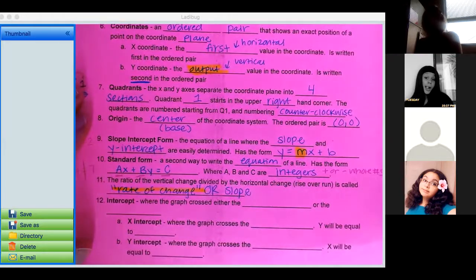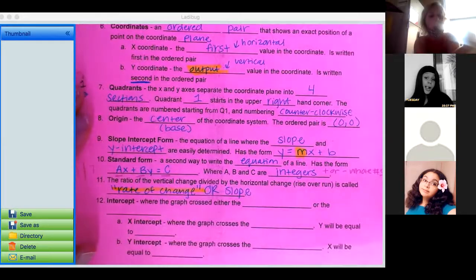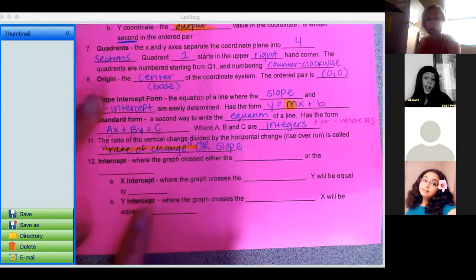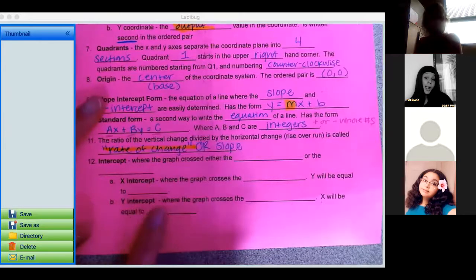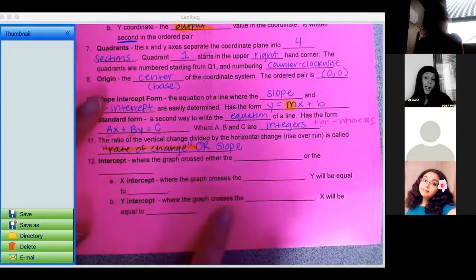Okay, what did you just say? The y-intercept and the x-intercept. Where are those at? Where's the y-intercept at? Let's do that one first and then we'll work up. What's a y-intercept? Where the graph crosses the what?